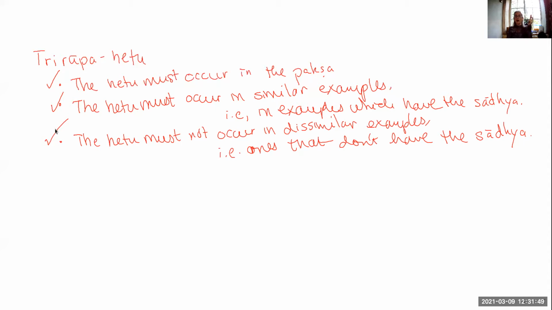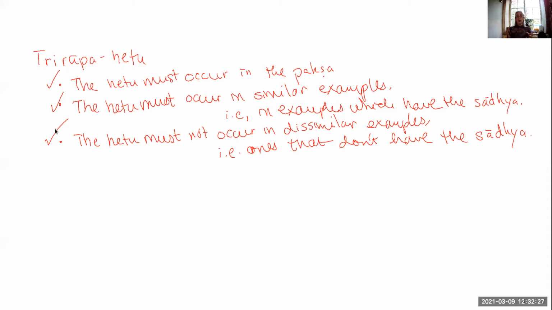First of all, the hetu didn't actually occur in the paksha. This little guy was not made in outer space. He was probably made in a factory somewhere. But also, the hetu must occur in similar examples. So I would need to establish that there were other things out in outer space that also had brains. Now, they may exist, I'm not going to say yes or no, but that concomitance between these two properties needs to be established before I can rely on it to make an inference about this particular guy.